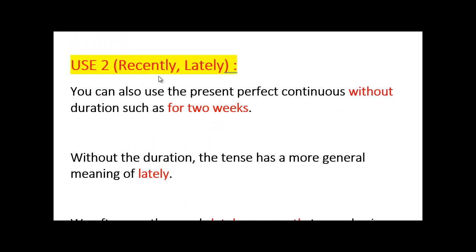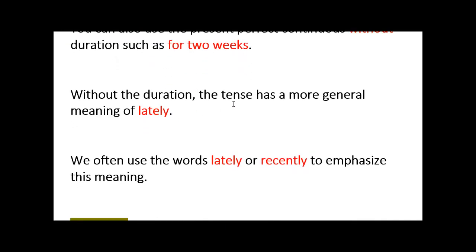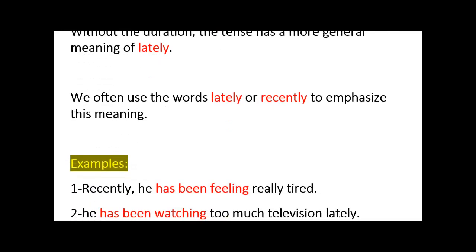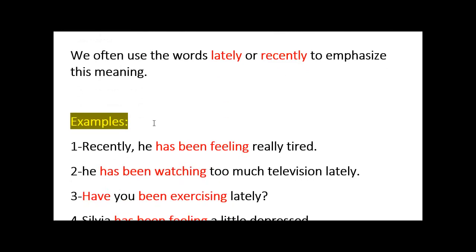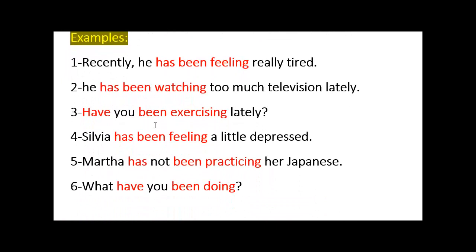Other words that help us use the present perfect continuous are recently and lately. You can also use the present perfect continuous without duration, such as for 2 weeks. Without the duration, the tense has a more general meaning, like lately. So we often use the words lately and recently to emphasize this meaning. Here we got some examples, about 6.